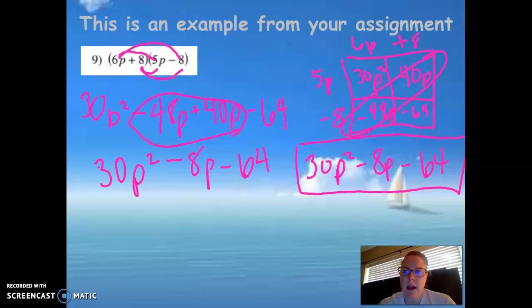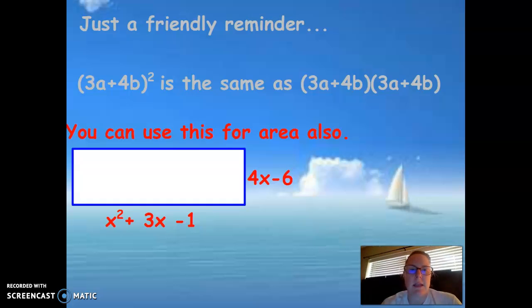The second example I have for you is the, well, first I wanted to remind you that if something is squared, you cannot just distribute the squared in, because then you'll miss out on that middle term. So be sure you rewrite it as 3a plus 4b times 3a plus 4b.